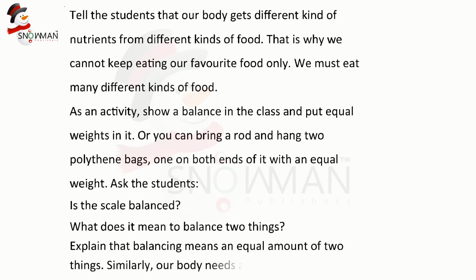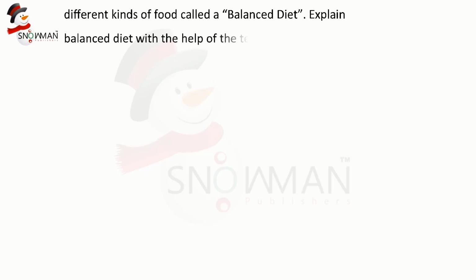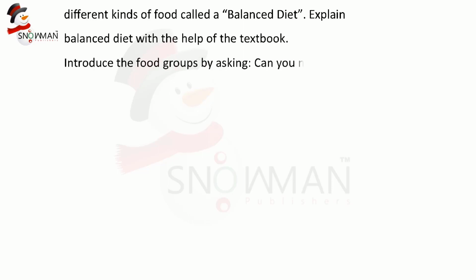Similarly, our body needs an equal quantity of different kinds of food called a balanced diet. Explain balanced diet with the help of the textbook. Introduce the food groups by asking, can you name different kinds of food that we eat?